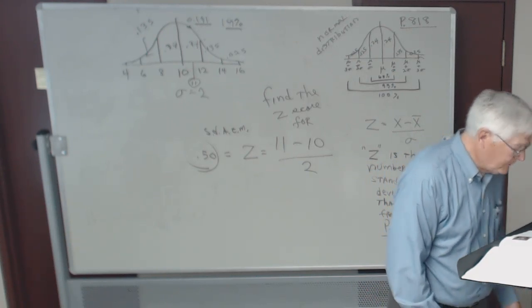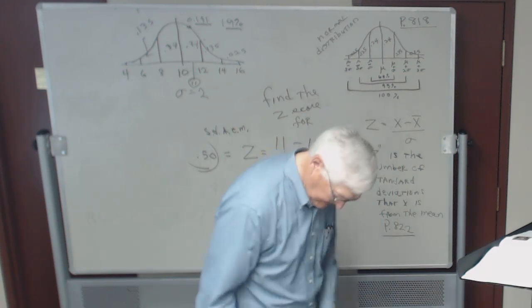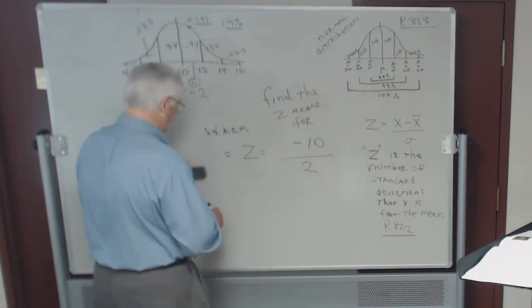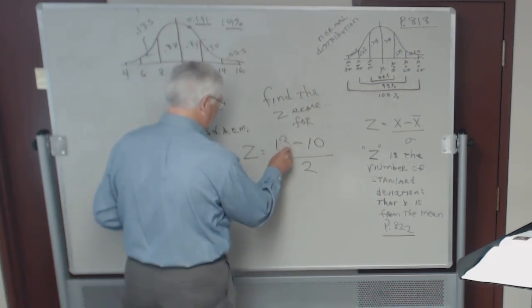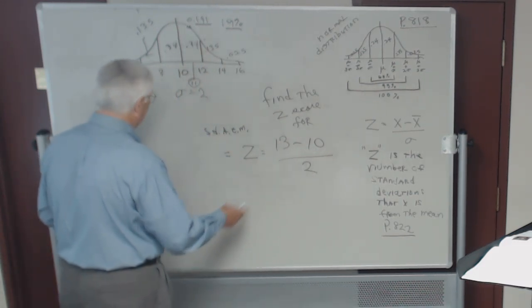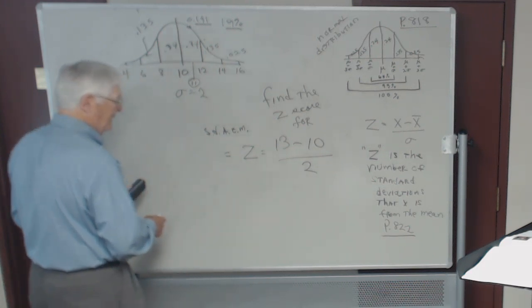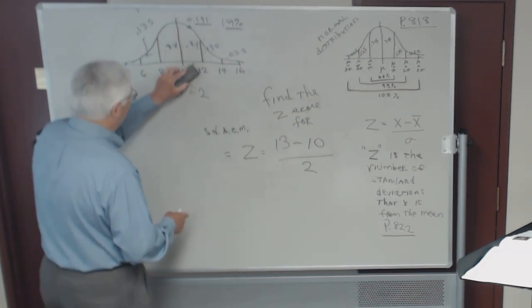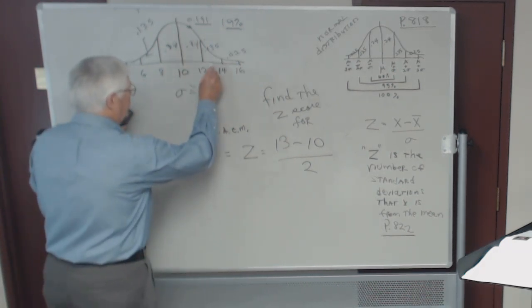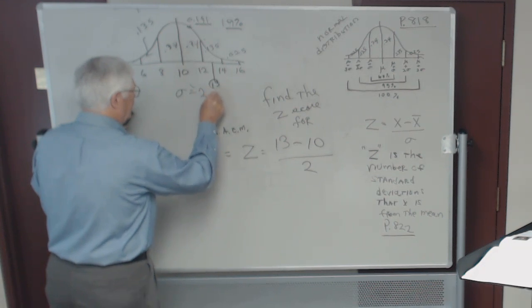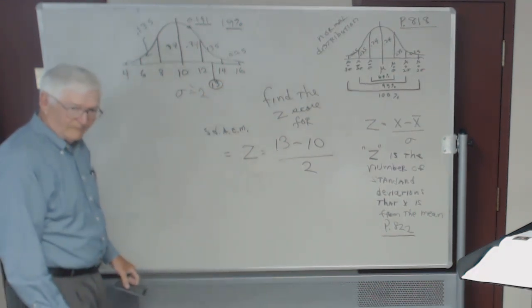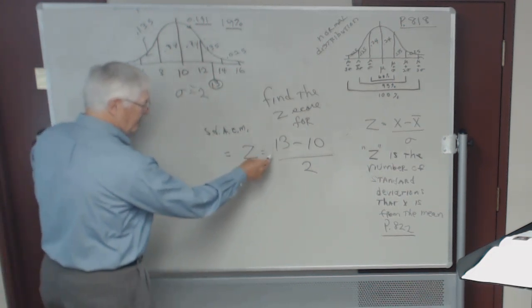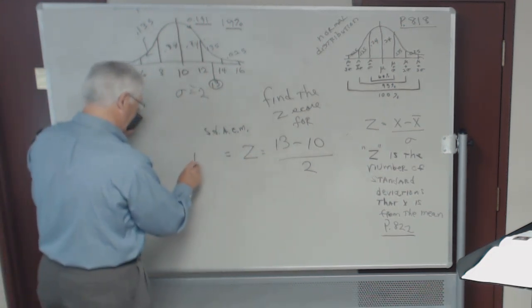So what about 13? So let's change this score to 13. Then it's 13 minus the mean divided by 2. What's 13 minus 10? 3. Okay, now let's look to see where that is. Where's 13? Right here. On my line, 13 would be right there. 13 minus 10 is 3, divided by 2, that's 1.5.